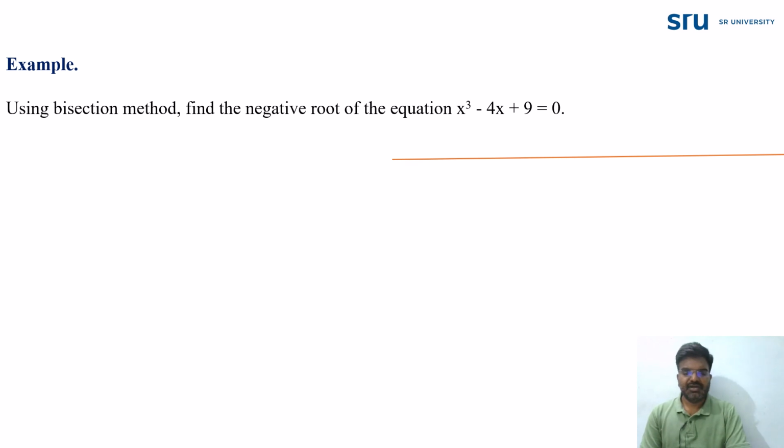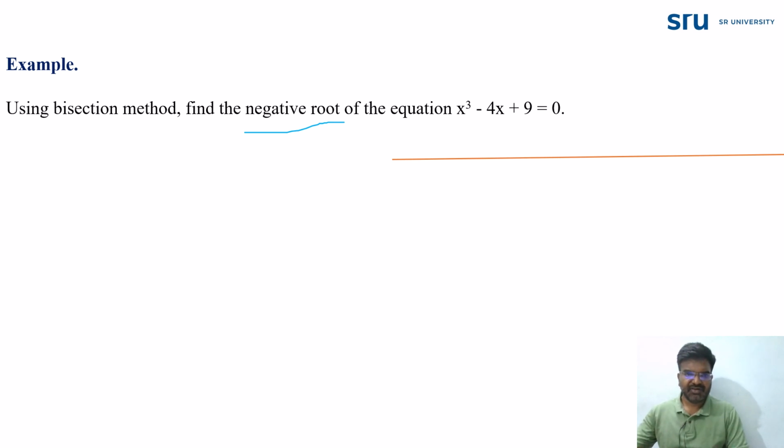I'm taking another example. Sometimes you may find question like this. Using bisection method, find the negative root of the equation. You can see here, negative root of the equation. In this case, already we know to identify the root of the function, first we need the interval. At the end point of the intervals, the function should have opposite signs. So here we need negative roots. So we have to consider interval with negative numbers. For that, we can write here.